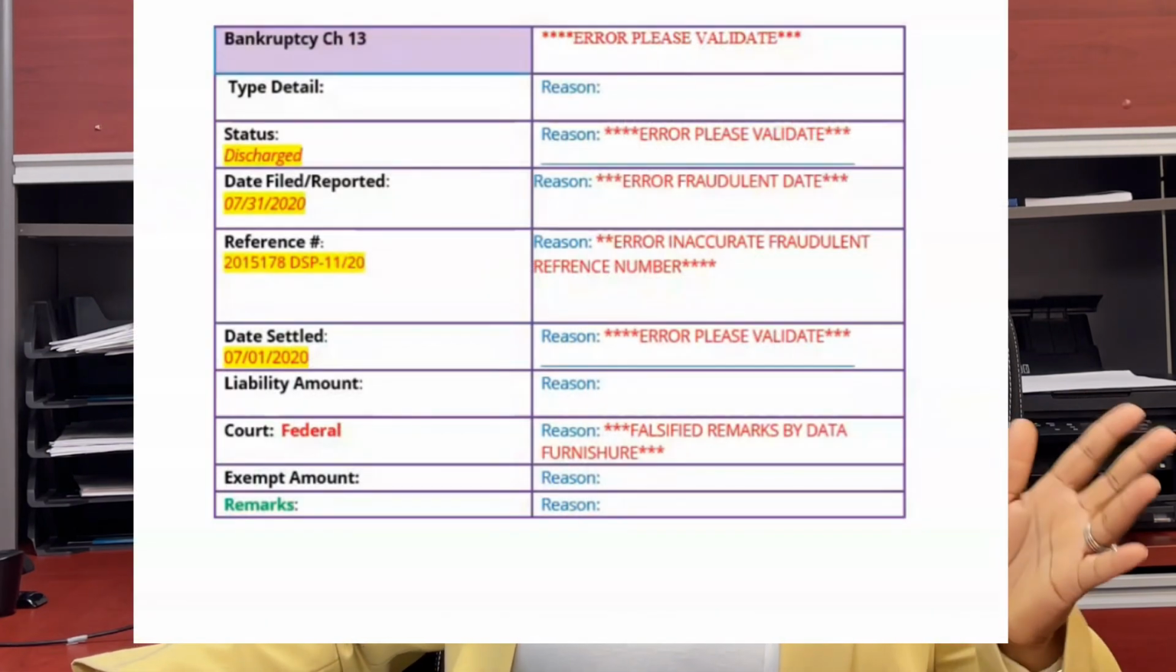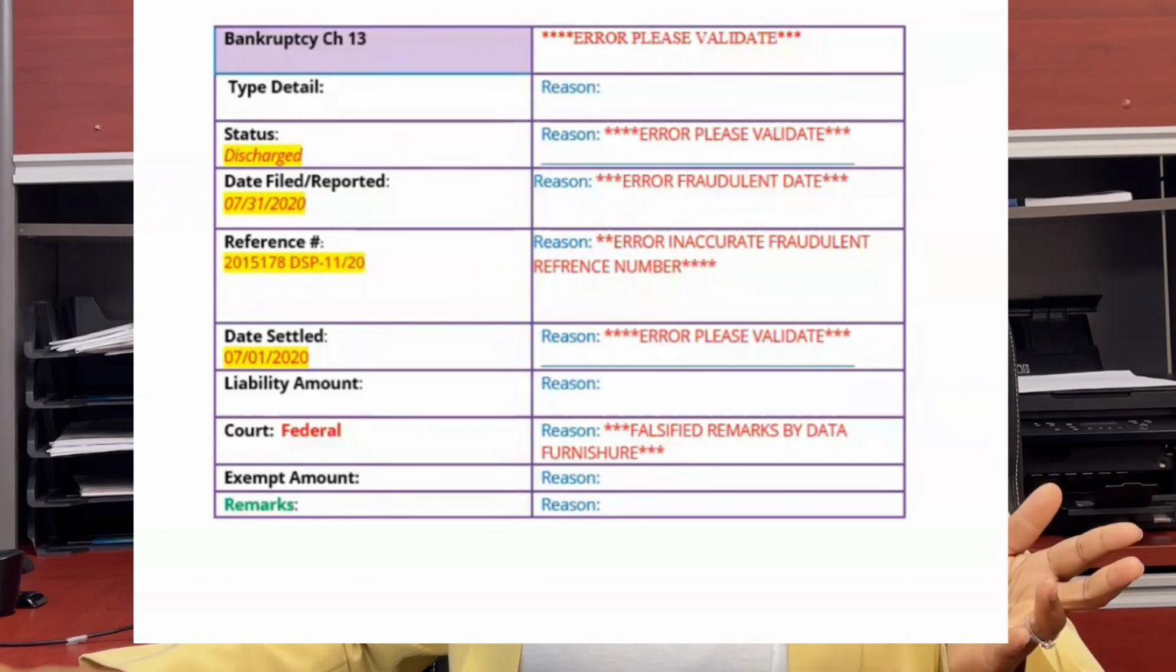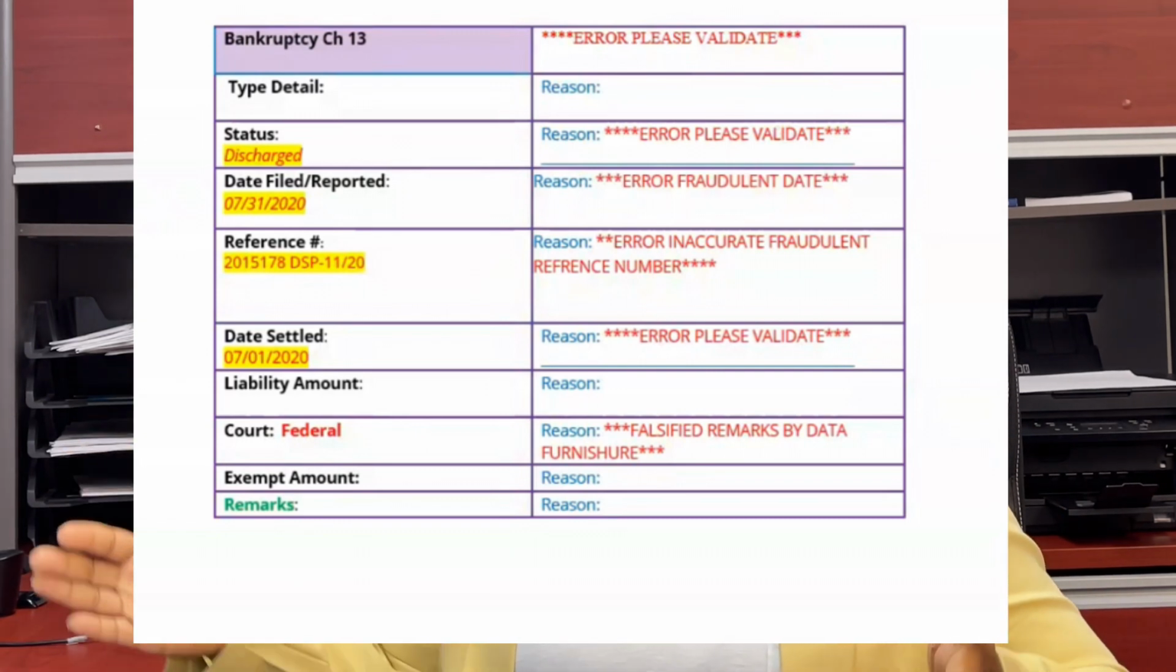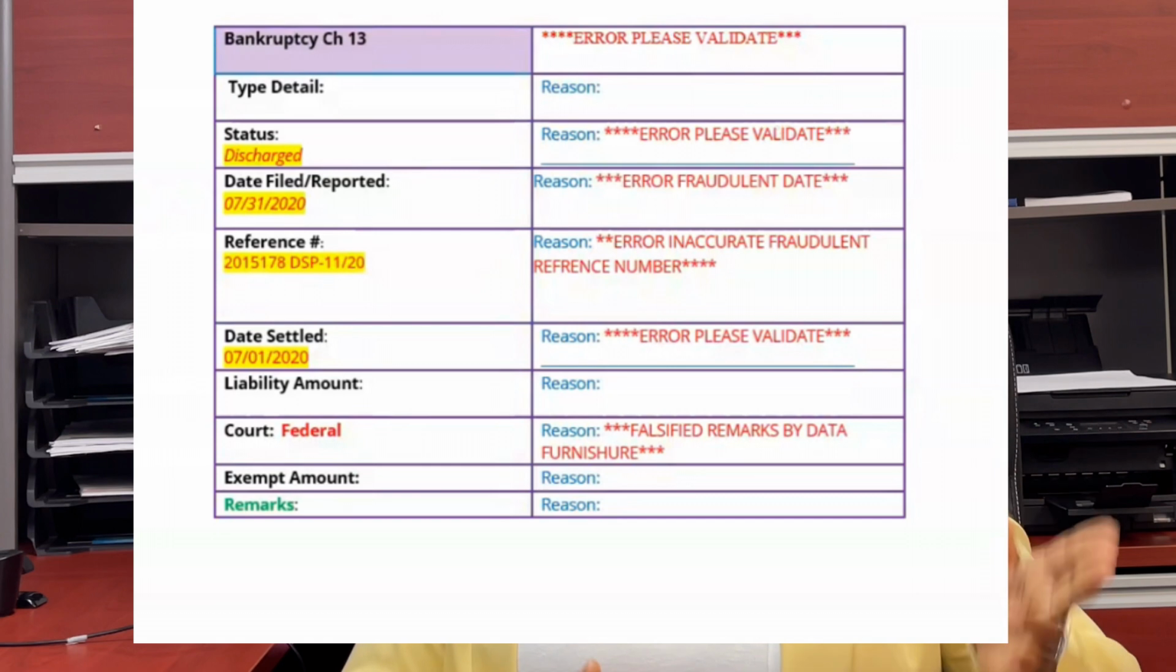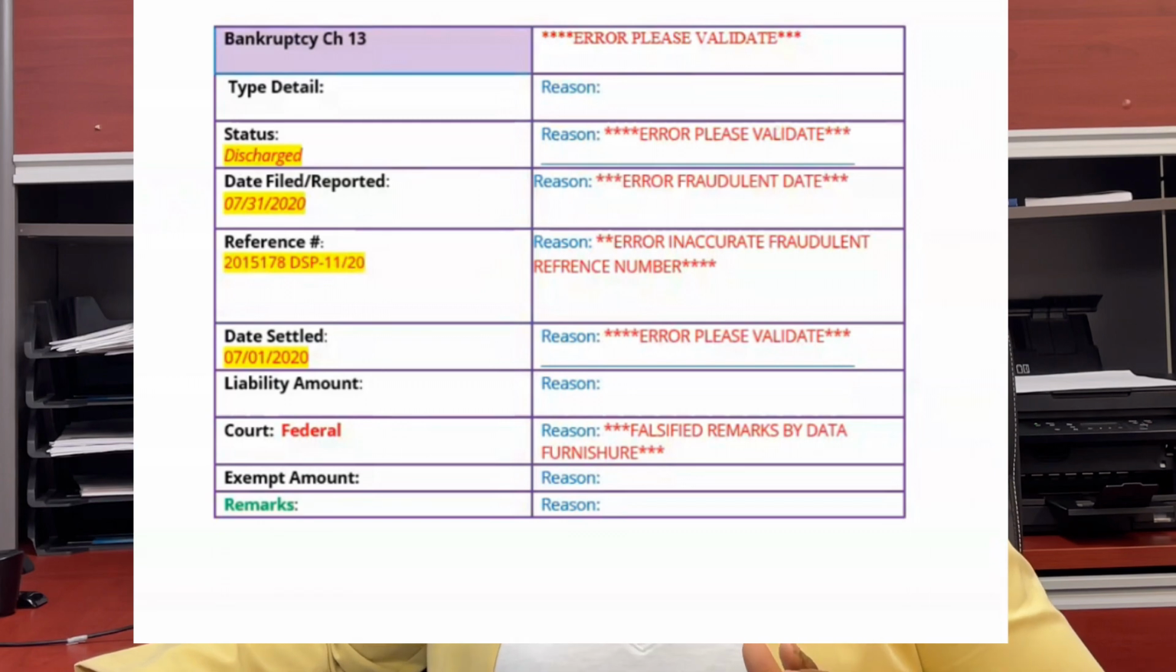So last but not least, this is like a favorite here, where it always says that the U.S. bankruptcy court or federal court, or it'll name like the court of your state. So we always know that that is incorrect, because the courts are not the data furnisher. So here I'm going to say falsify remarks by data furnisher.